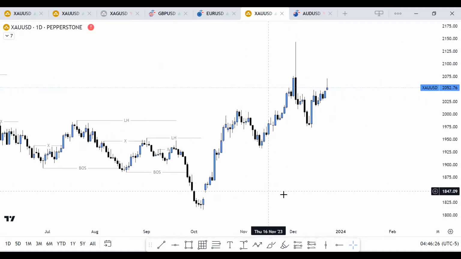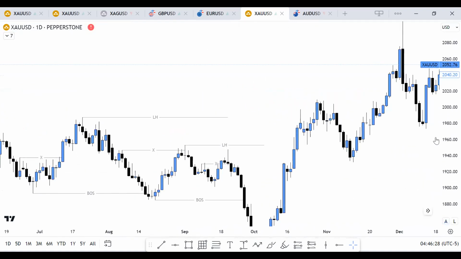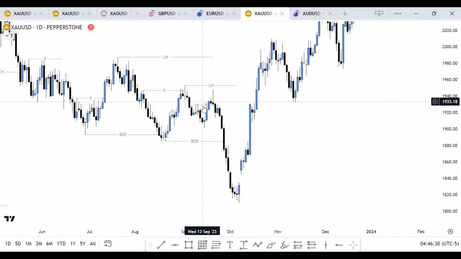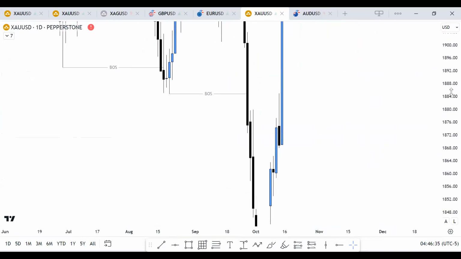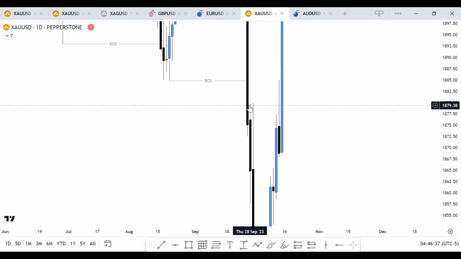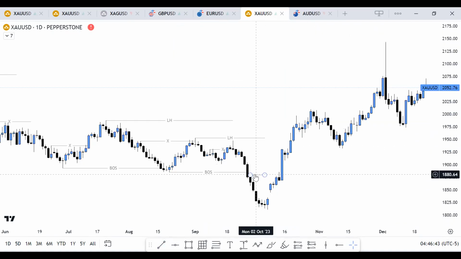Okay, so we will have to again look for the inducement. Where is our inducement in this leg? If you can see, this candle has taken out the previous candle's liquidity, and there is the swing high. It's clearly a liquidity sweep. So it's our liquidity sweep candle. It's our inducement. This is going to be our inducement.